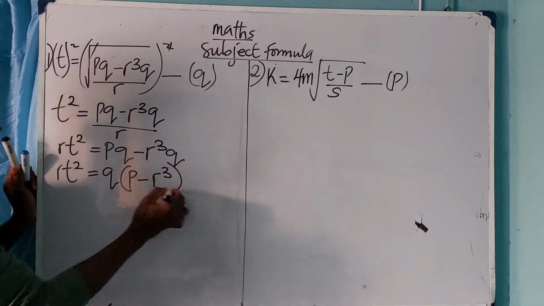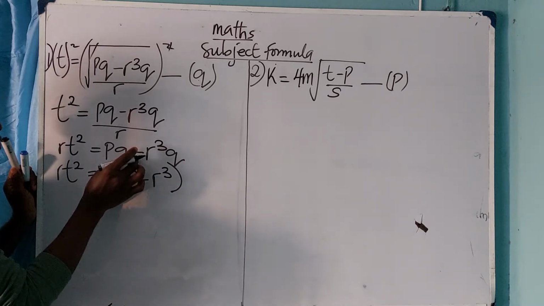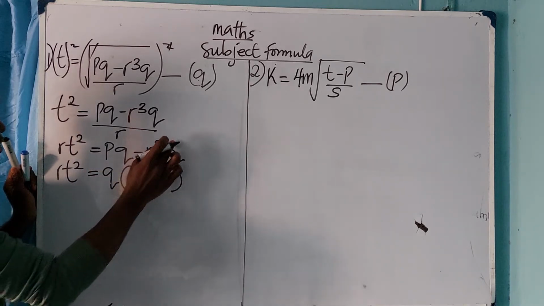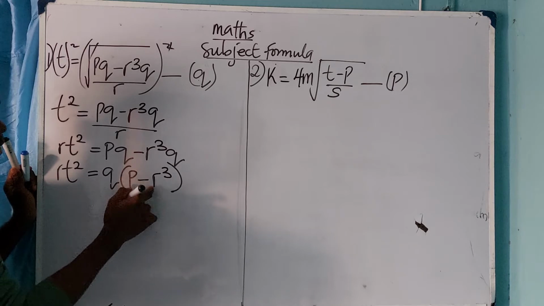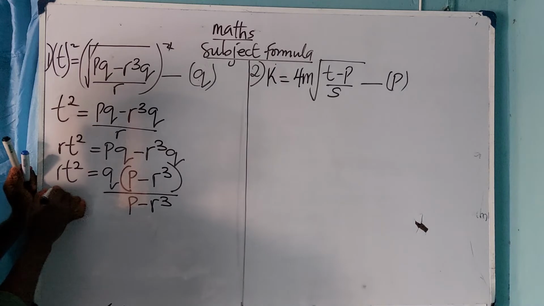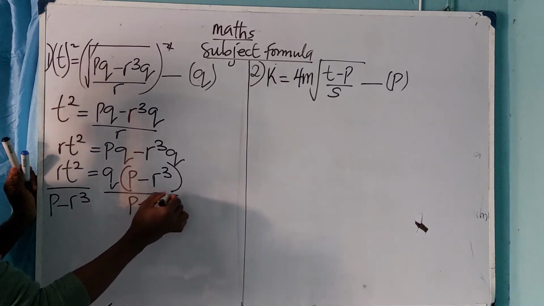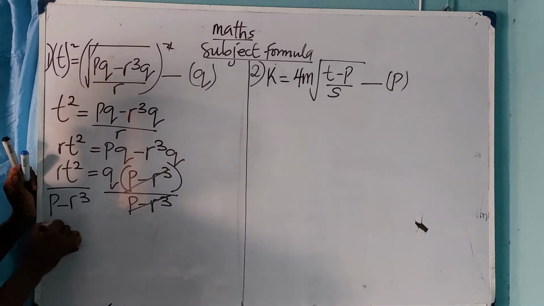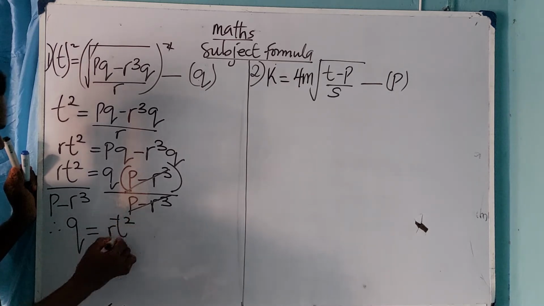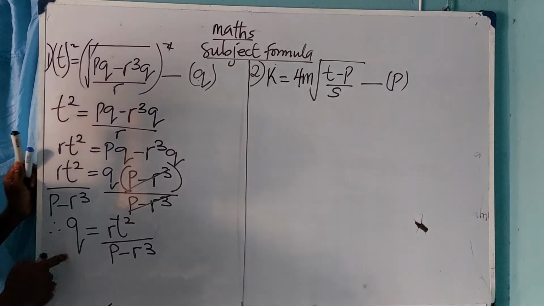All right, so it becomes this. Now since q is here, you have to factorize. In doing so, you bring out q, because this times this is the same thing as this, then this times this is the same thing as this, and you now divide both sides by p minus r cube. So this will go into this. Therefore, q now is equals what? rt squared over p minus r cube. Alright, so this is the final answer.